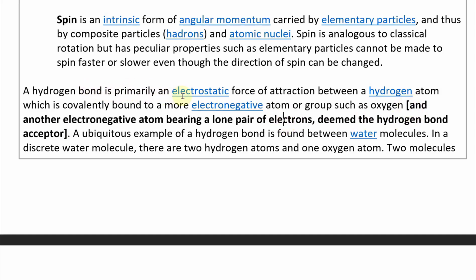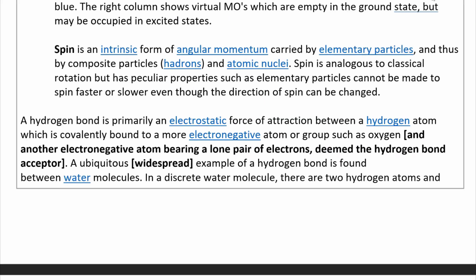Because this is saying hydrogen bond is primarily an electrostatic force of attraction between a hydrogen atom, which is already covalently bonded to this one, and another electronegative atom bearing a lone pair of electrons, deemed the hydrogen bond acceptor. So this hydrogen is covalently bonded to this more electronegative atom, and then it can connect to that electronegative side of another atom or group of atoms.